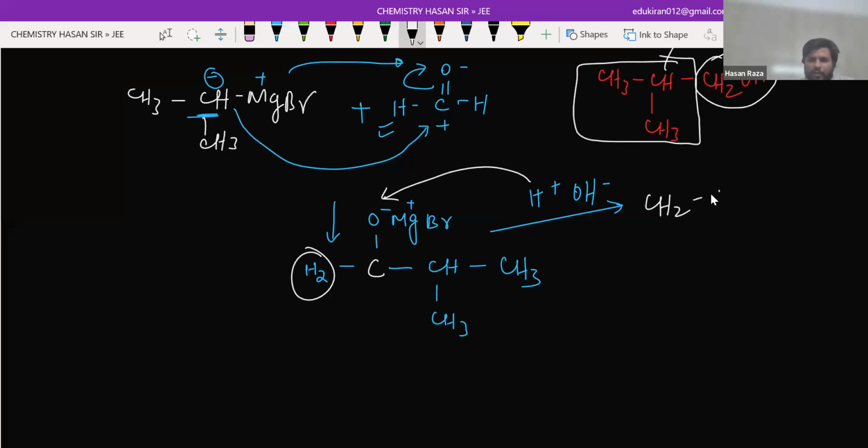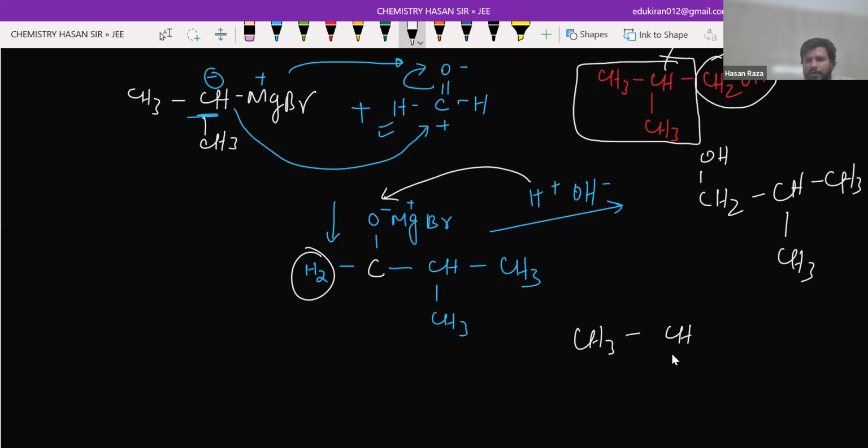So it becomes CH2. OH is there, CH is there, CH3 is there, and CH3 is there. So you can see how you can write this: CH3, CH, CH3, then CH2OH. It becomes the same reagent, yes or no? Same product. Are you getting my point?